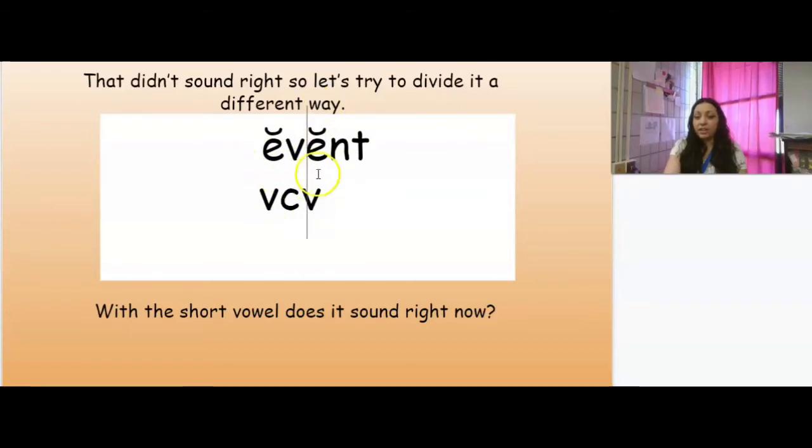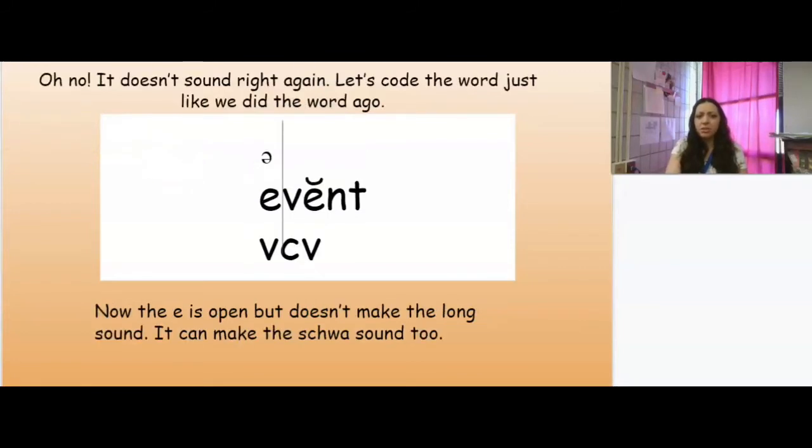So let's try to divide it up a different way, okay? So now I tried it on the other side of the consonant, vowel consonant. Now it's event, event. Does that sound right? So I tried breaking it up one way and it didn't work. And then I've got event. It doesn't break up that way either. So look what happens. It doesn't sound right again. So let's code the word just like we did ago. So I'd say event. Now the E is open, but it doesn't make the long sound. It makes that schwa sound. It sounds like a short U. Event, and that's how we say it.